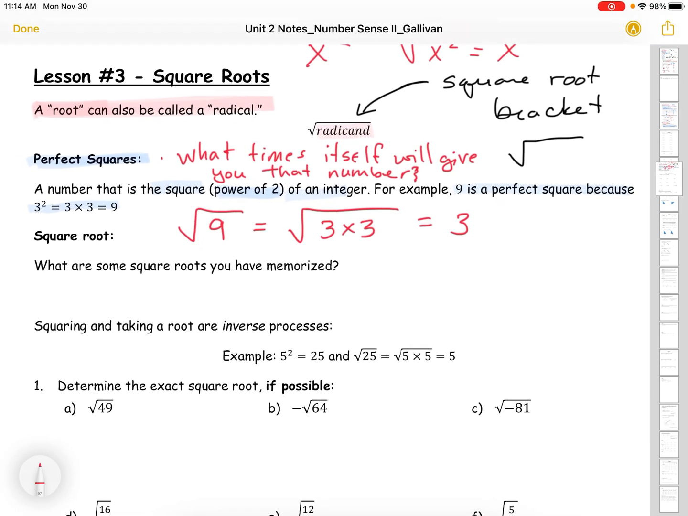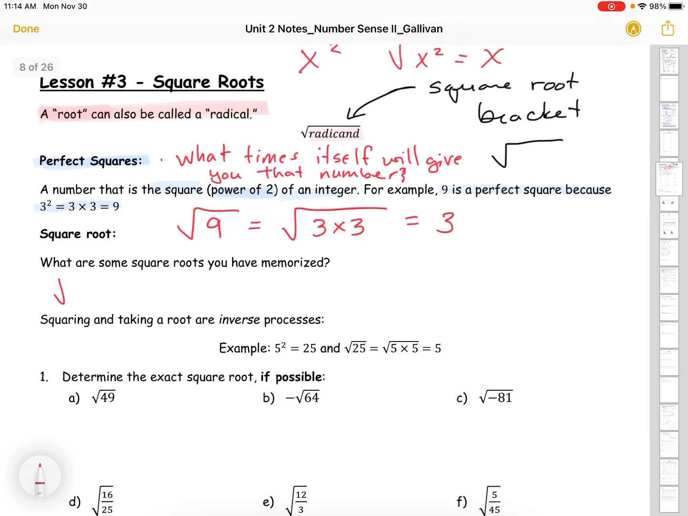Now, what are some square roots that you have memorized? The square root of 4 is equal to 2. We've just done the square root of 9, it equals 3. Square root of 25, well, that's 5 times 5, so it equals 5. Okay, those are some examples. You might also have 16 in there. We usually know a lot of the small ones.